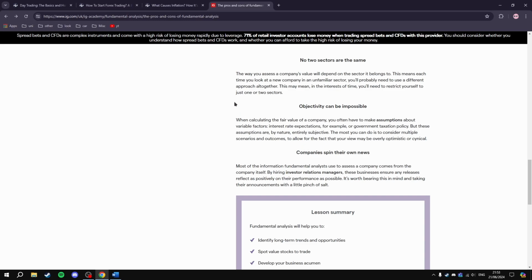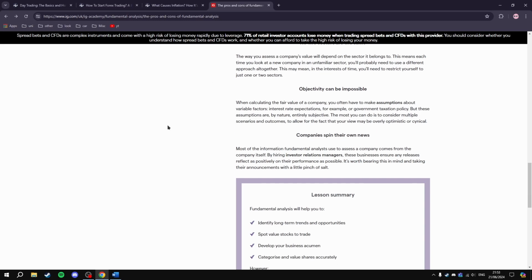Objectivity can be impossible. When calculating the fair value of a company, you often have to make assumptions about variable factors such as interest rate expectations and government taxation policy, but these assumptions are by nature entirely subjective, so basically opinionated. The most you can do is consider multiple scenarios and outcomes to allow for the fact that your view may be overly optimistic or cynical.